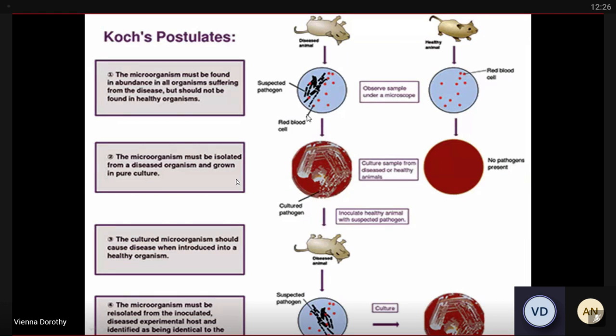Now that microorganism should be able to be grown or cultured in laboratory conditions. This is what I have shown. This is the culture media that I have shown here in the picture. The organism from which the person was suffering, I should be able to see the microorganism in the blood sample, and that organism which I have seen under the microscope, I should be able to grow in media. That is the second postulate.